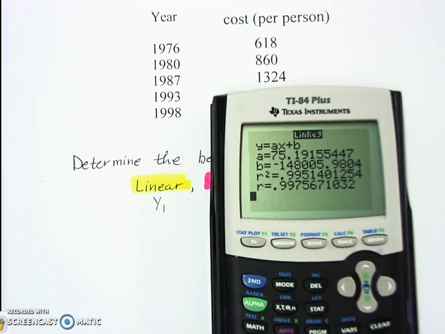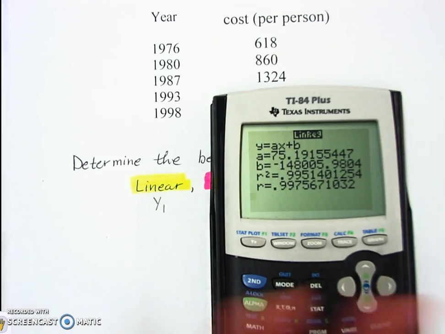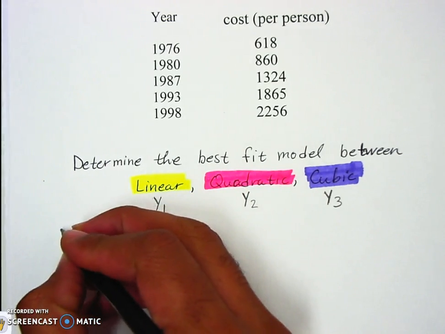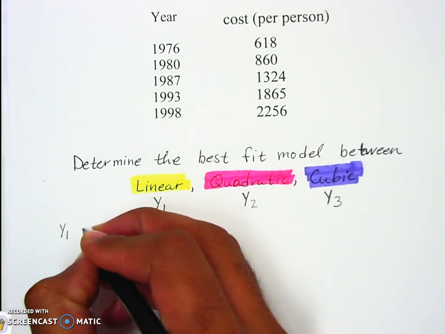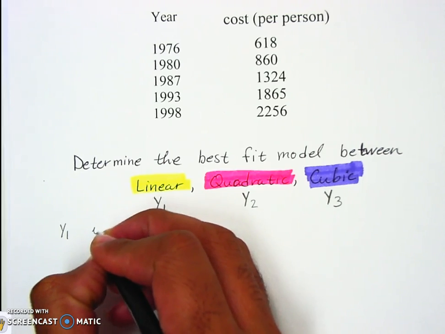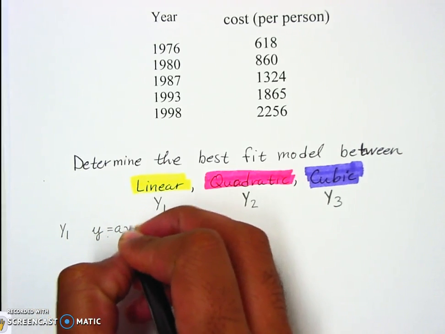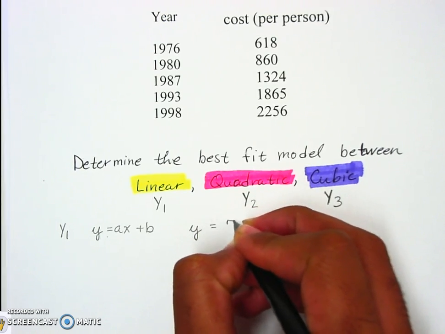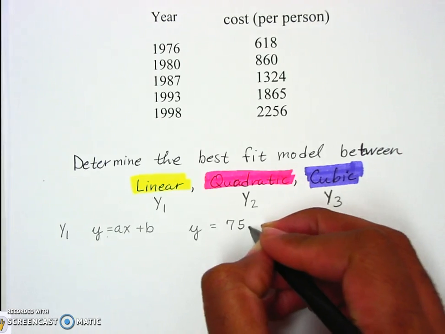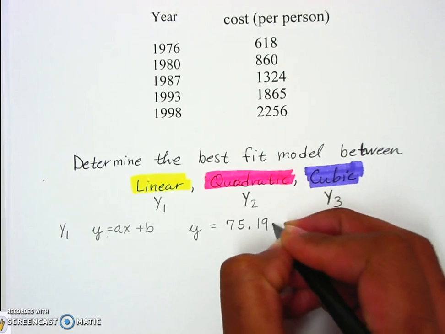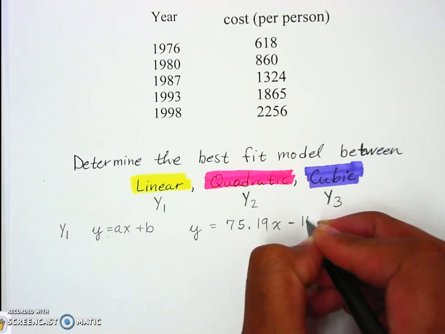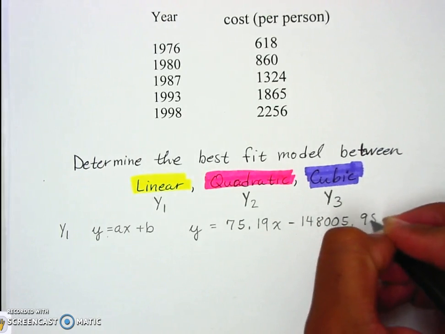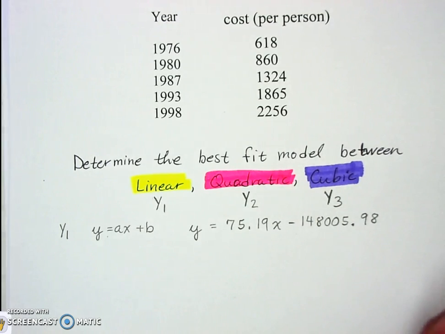And this time you see there's an r squared there. So that's your coefficient of determination. R squared is coefficient of determination. So we're going to write down here for y1. We're going to write down the equation. And again, round to 2 decimal places for a and b. And we're also going to write down r squared.